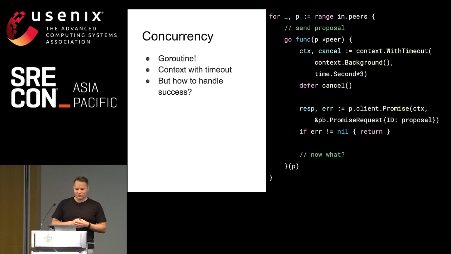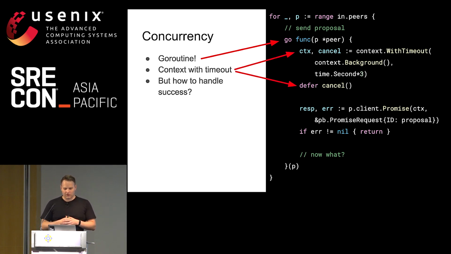So concurrency is easy in Go. We can just kick off a Go routine. We still range over the list of peers, but for every peer we kick off a Go routine and proceed to the next peer. In that Go routine, we have once again the context with a timeout of 3 seconds. That means instead of 4 times 3 seconds maximum time, we will now have something slightly above 3 seconds for all of the requests. And when the Go routine exits, we call the cancel function to prevent a context leak.